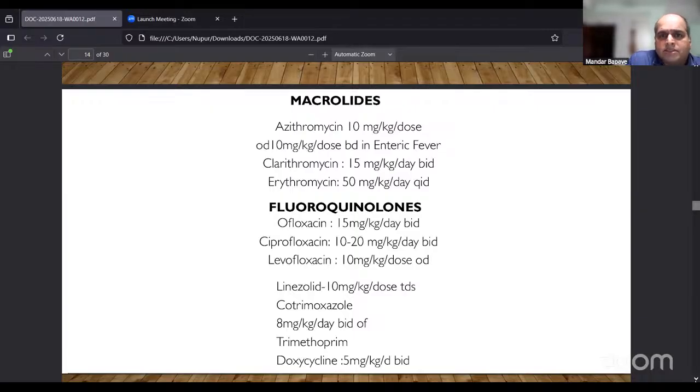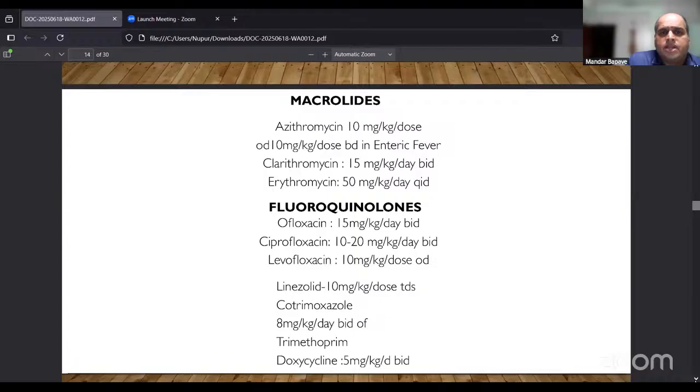So azithromycin is 10 milligram per kilogram per dose given once in a day, while in patients with enteric fever, we have to give the double dose, that is 10 milligram per kilogram per dose, given twice in a day. For clarithromycin, the dose is around 15 milligram per kilogram per day in two divided doses. Well, nowadays, clarithromycin could be given as a single dose as 15 milligram per kilogram per dose.